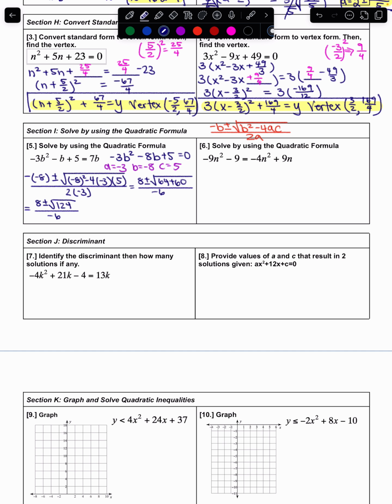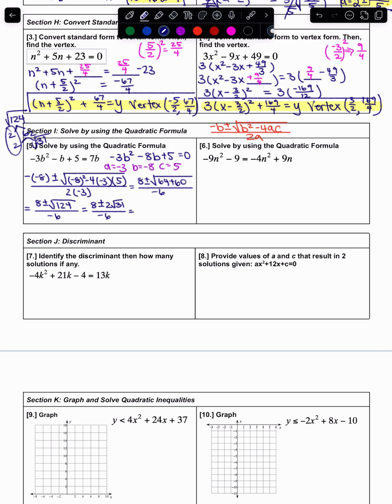So let's go ahead and see if we can take out something from the square root of 124. That's going to be 2 times 62 because we have an even number. And 62 is another even number, so 2 times 31. Oh, look, I can take out a 2. And then 31, I believe, is a prime number. So we're just going to go ahead and take out that 2. So we have 8 plus or minus 2 radical 31 all over negative 6.